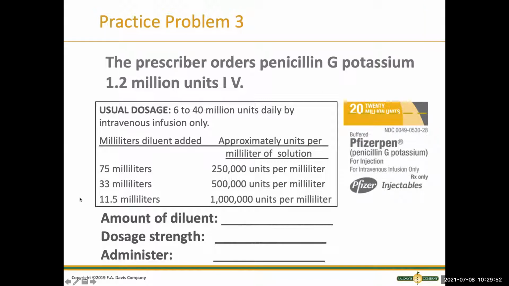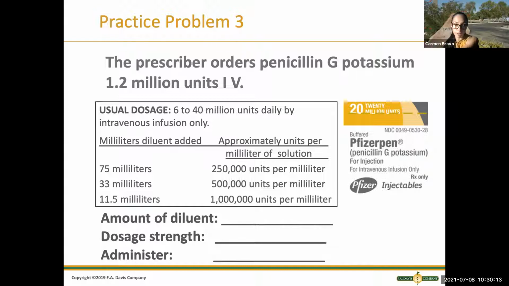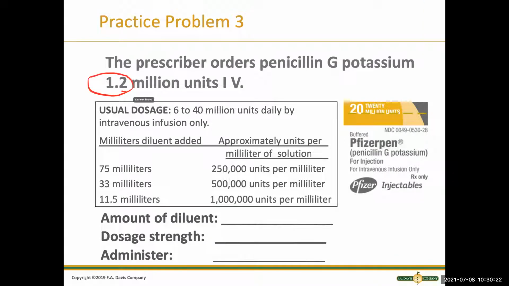Well, in this case, you could do either the 33 millimeters or the 11.5, but I don't know what would be a better option. You would do the one that's approximately closer to the 1 million units per milliliter. Yeah, right. So just by looking, you can give this dose in either one.